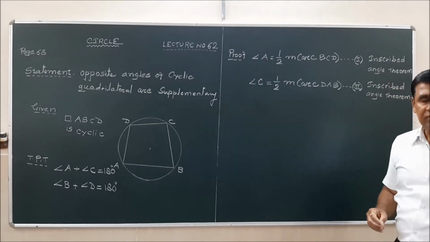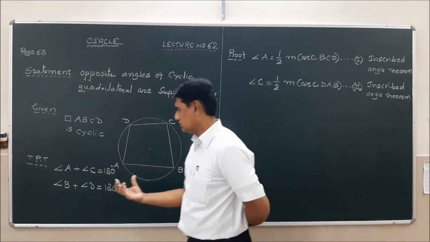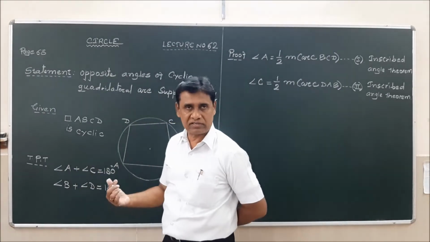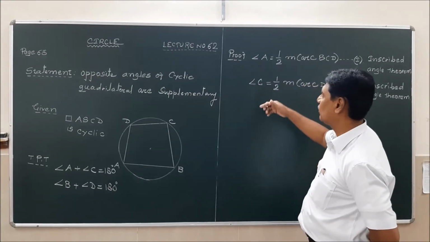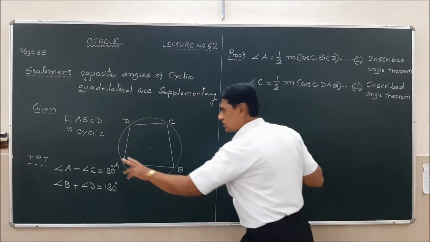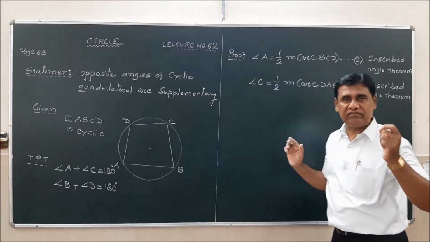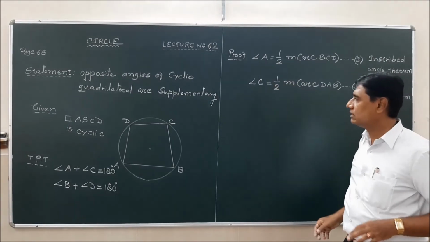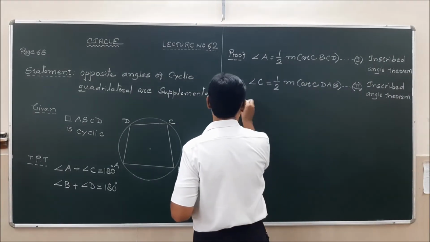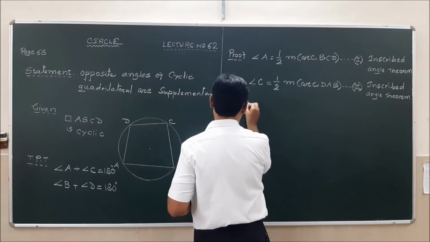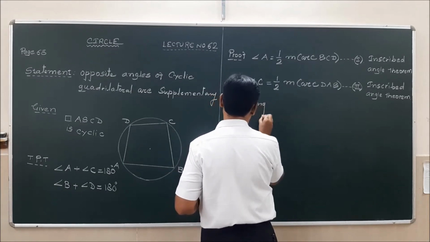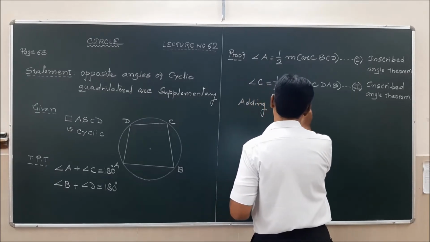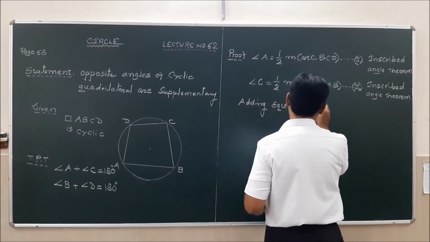Okay, dear students. Now come to the results. What we need to get? A plus C is equal to 180. Now to get A plus C as 180, the left hand side is A plus C. So obviously we have to add equations 1 and 2 to get A plus C. So I'll write over here: adding equations 1 and 2.